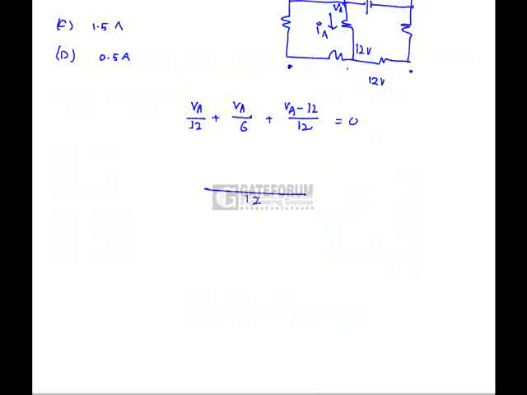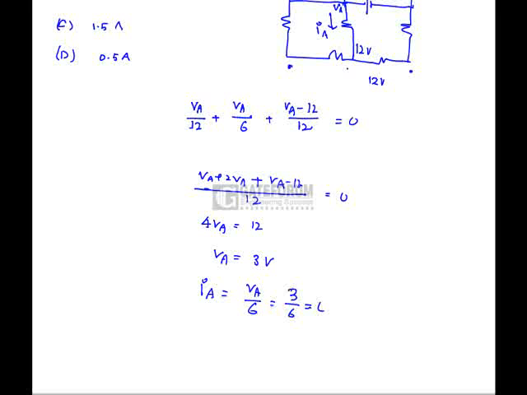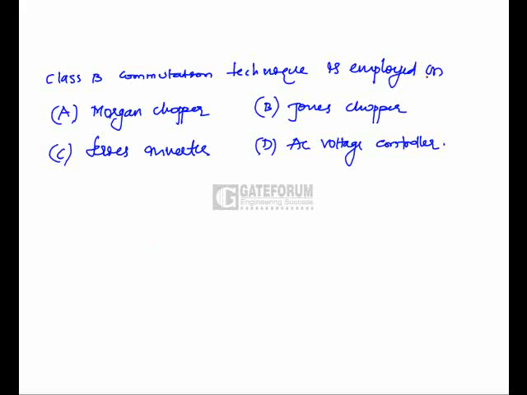Hence, if we take LCM as 12, VA plus 2VA plus VA minus 12 equals 0. So, 4VA is equal to 12. VA is equal to 3 volts. Hence, IA is nothing but VA by 6, which is 3 by 6 equals 0.5 amps, which is option D. So option D is correct.